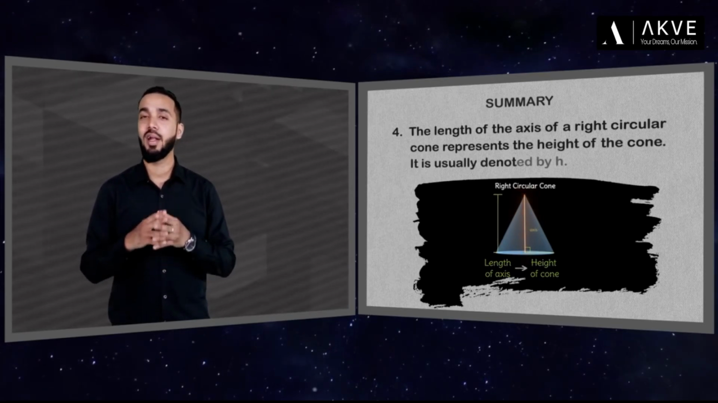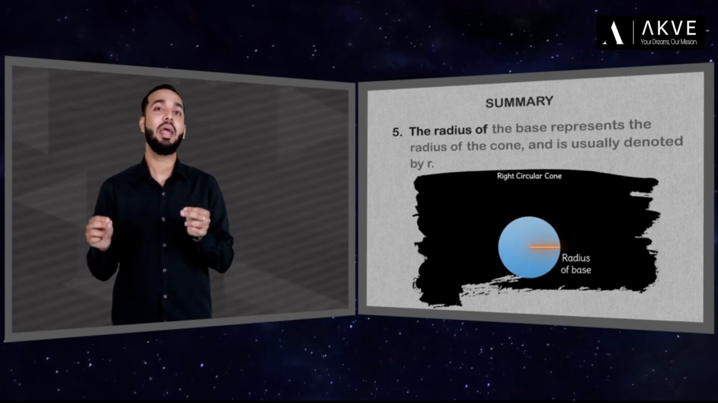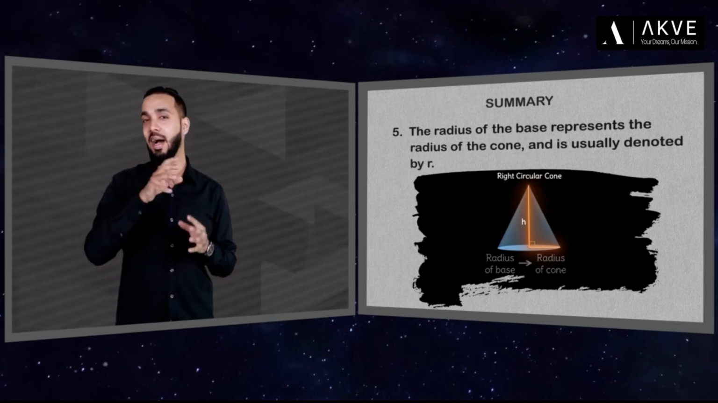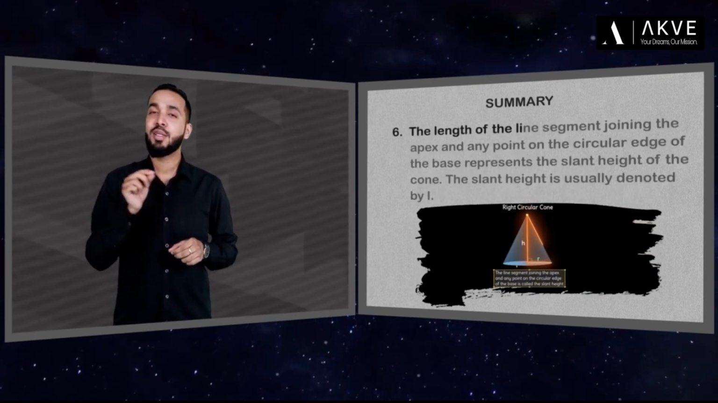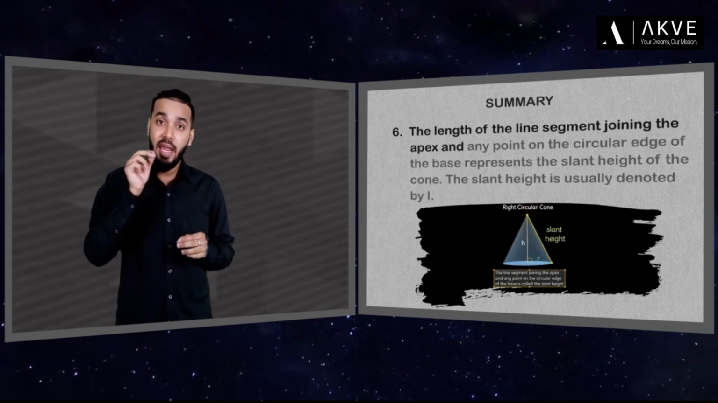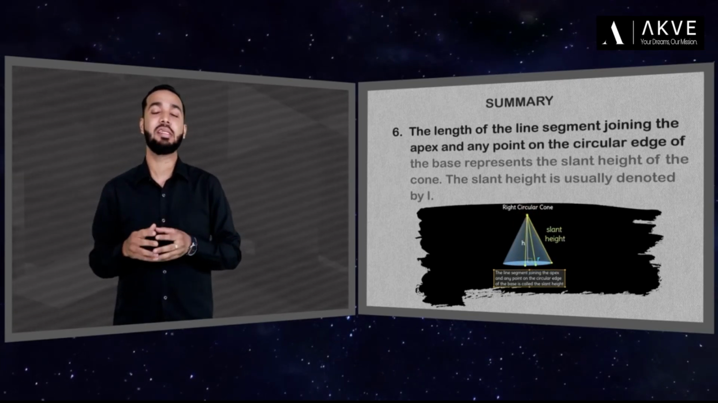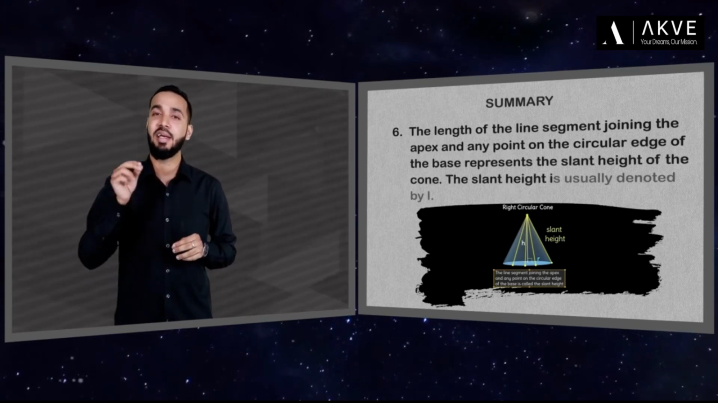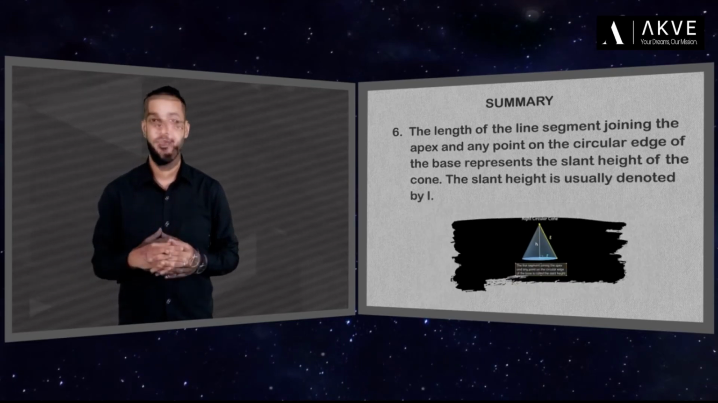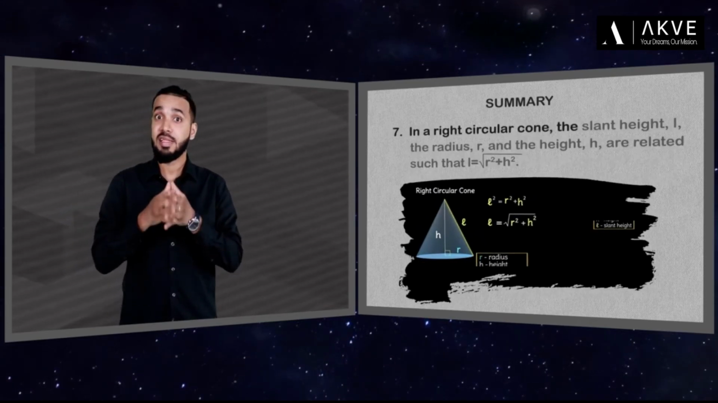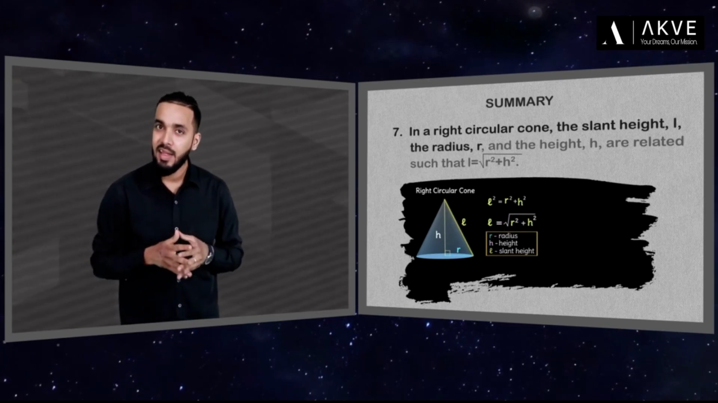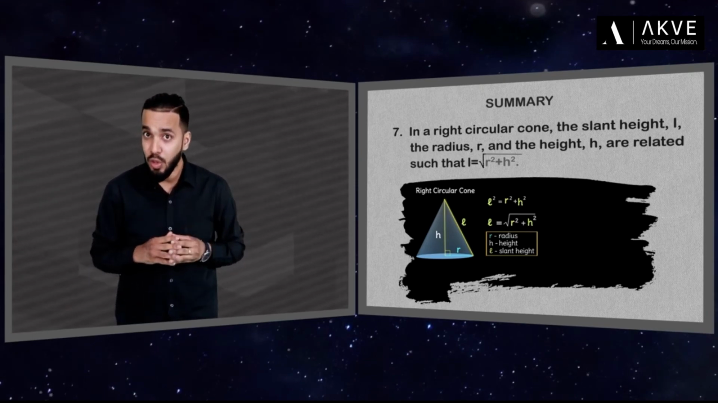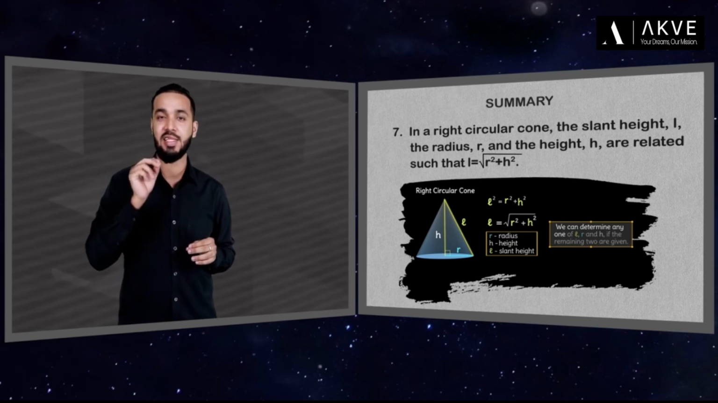It is usually denoted by h. The radius of the base represents the radius of the cone and is usually denoted by r. The length of the line segment joining the apex and any point on the circular edge of the base represents the slant height of the cone, and the slant height is usually denoted by L. In a right circular cone, the slant height L, the radius r, and the height h are related such that L is equal to root over r squared plus h squared.